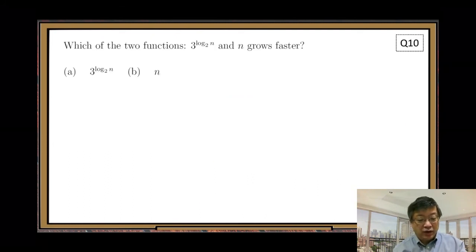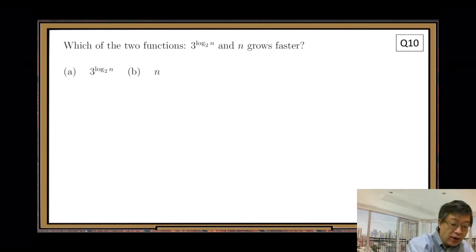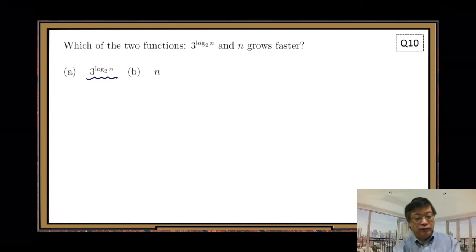The last question of this video, yeah, this one. Here we have a special form: 3 to the log base 2 of n. In order to answer this question, the second form is easy, because the exponent is 1. The first one is a little hard.